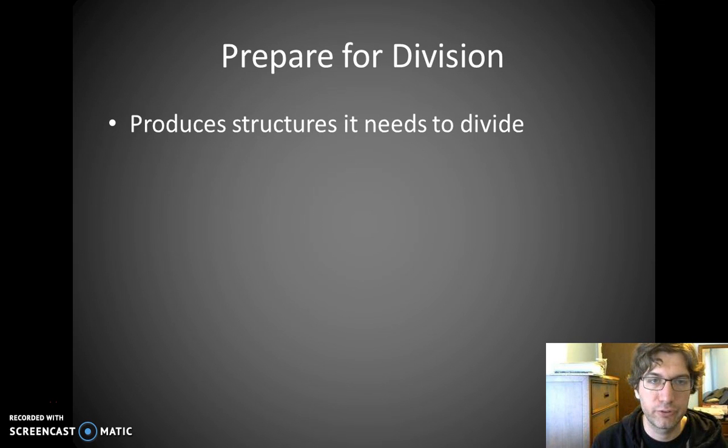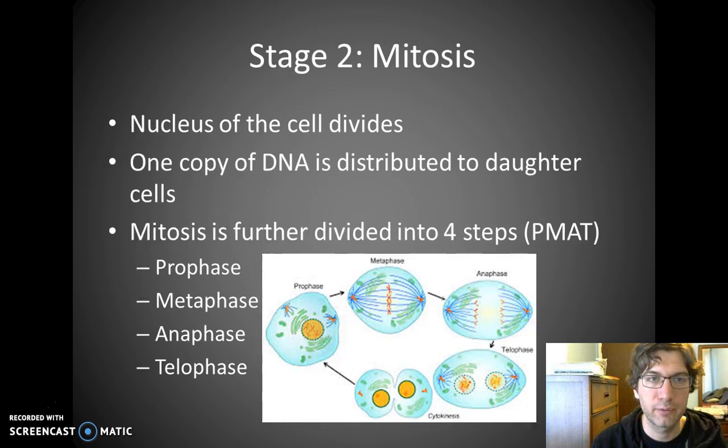And again, just to prepare for division, it's going to produce structures it needs to divide. Those might be your spindle fibers and things like that we'll get into.